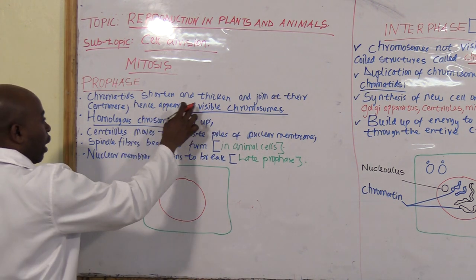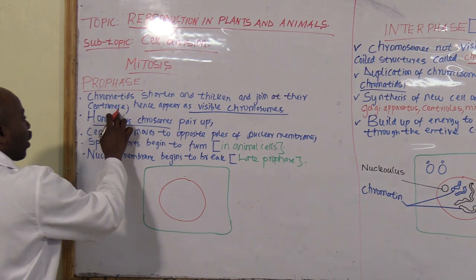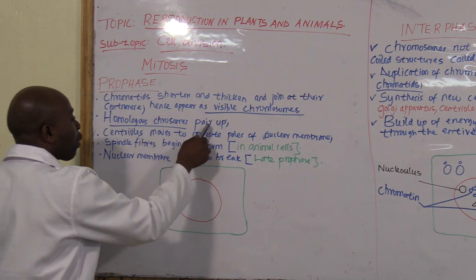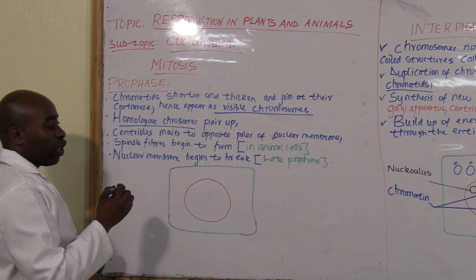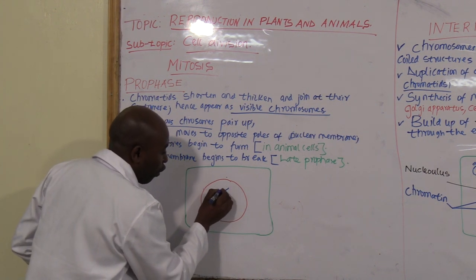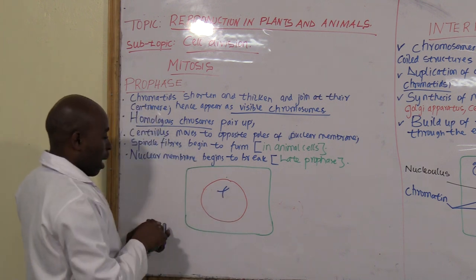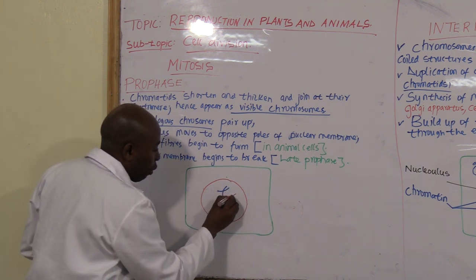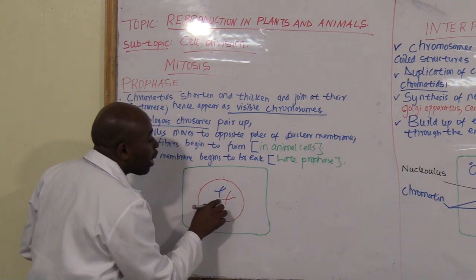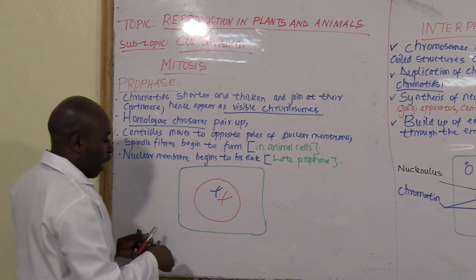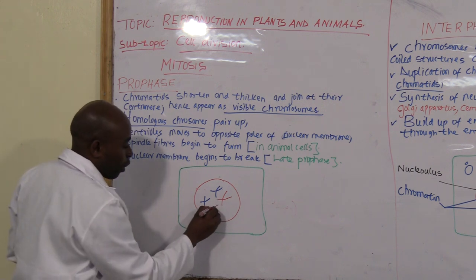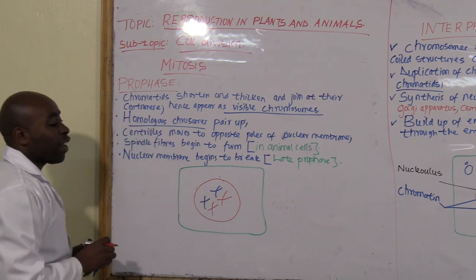these chromatids shorten and thicken and join at their centromere. So in this case, we shall now be having chromosomes. But again, homologous chromosomes pair up. I want to use different colors to show these homologous chromosomes pairing up. So we have this first case of homologous chromosomes that way, and then we have another chromosome pairing up. But they don't meet at any point. It is just pairing up. We have another one here. So we have homologous chromosomes pairing up.